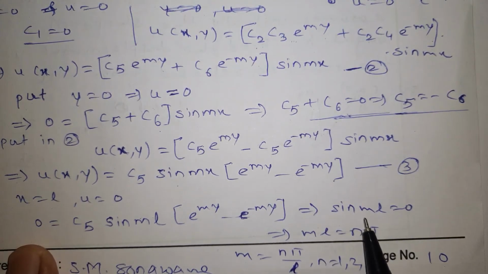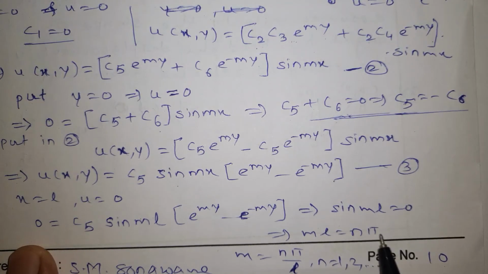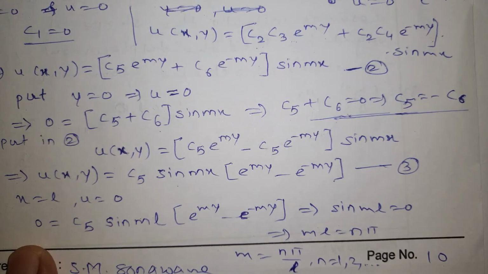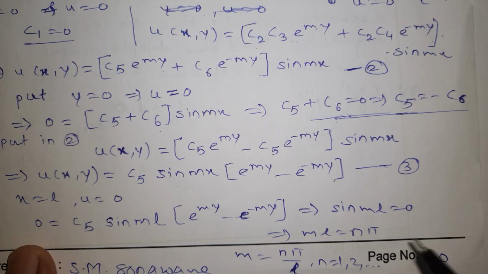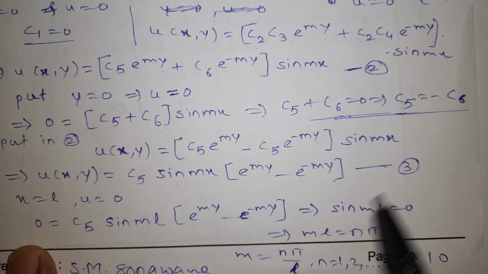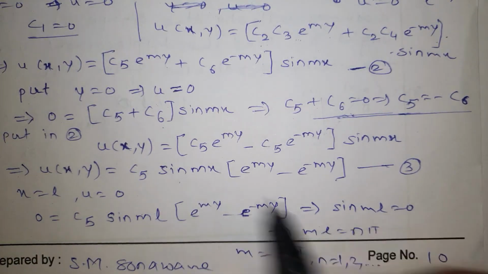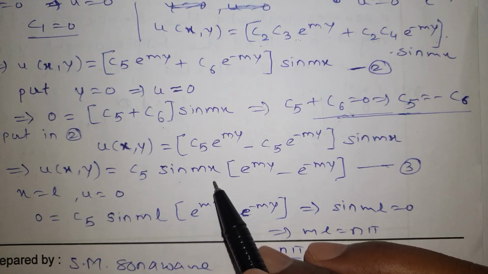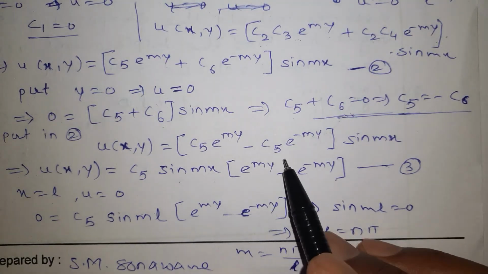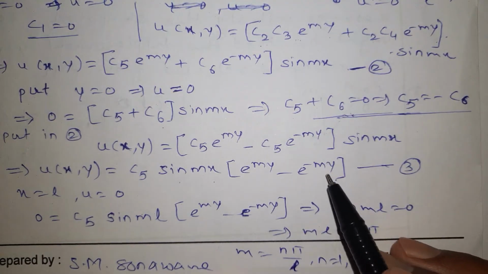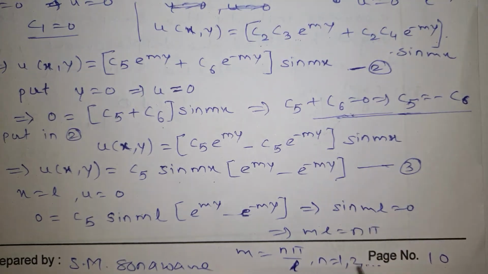Means for what angle it is 0? Sin n pi. So ml is equal to n pi. m is equal to n pi upon L, n equal to 1, 2, 3, dot dot dot. Understood? Now put m equal to n pi upon L in your equation 3 and write down the equation 3 again. When I do that, I get here C5 sin n pi x upon L in bracket e raised to n pi y upon L minus e raised to minus n pi y upon L, n equal to 1, 2, 3, dot dot dot. Now n equal to 1, 2, 3, these are the solutions for different n.